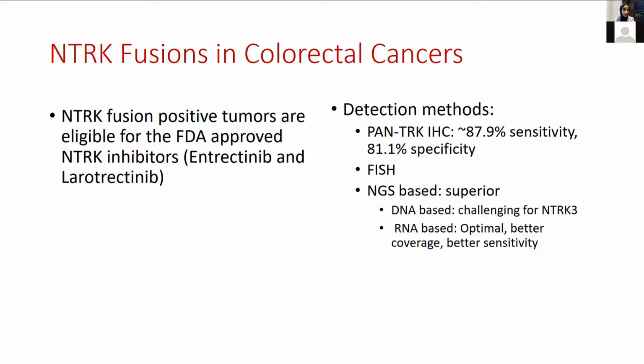These include DNA-based and RNA-based, and I would say that RNA-based NGS are the most superior in detecting NTRK fusions, especially in colorectal cancer, since NTRK3 is one of the most involved proteins, and it's kind of challenging to do it by DNA, and RNA is more optimum because it does have better coverage and also a better sensitivity in detecting those fusions.